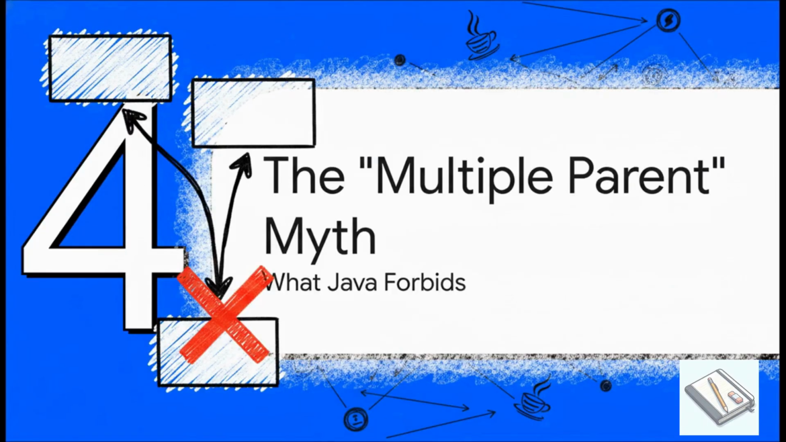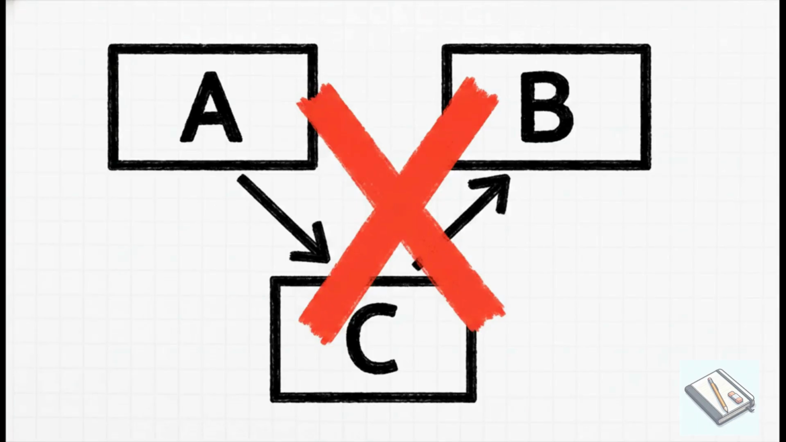Okay, so we've gone deep, we've gone wide, which leads to the big one, the multiple parent myth. Can a single class inherit from multiple parents? Can we have a Class C that gets traits from both Class A and Class B? And the answer to that is a hard no. In Java, this is not allowed. If you try to write something like Class C extends A, B, nope. You're going to get a compiler error. It's just not a thing with classes in Java.